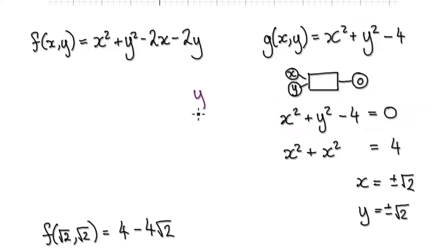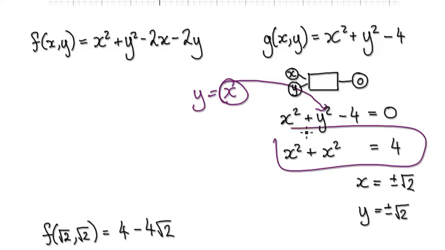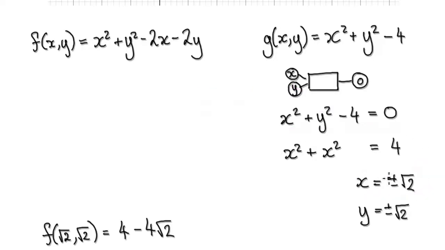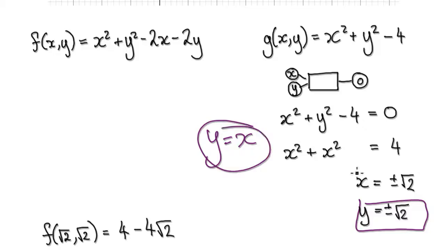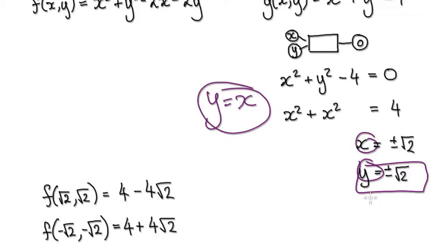So we know that y must be the same as x. Eliminate something here. Let's eliminate y. So put this into here. That will then take us to here. So x must be plus or -√2. Well, if x must be plus or -√2, then y must be plus or -√2 because of this. So we know x and y.